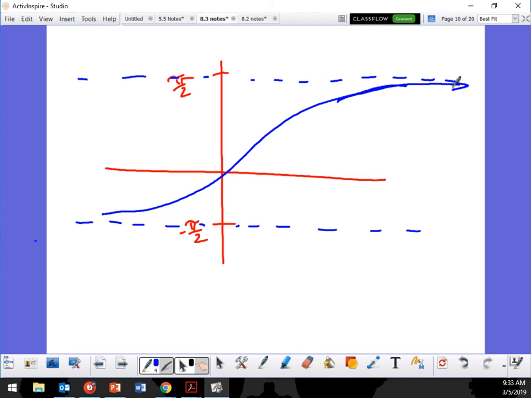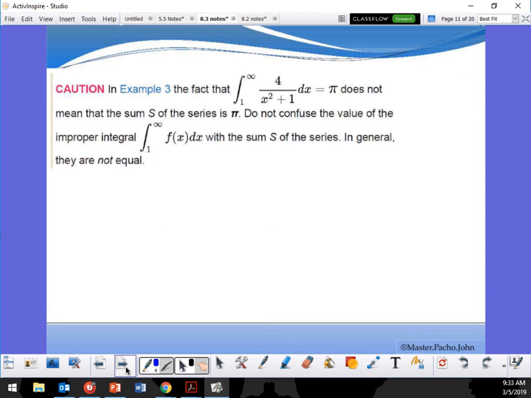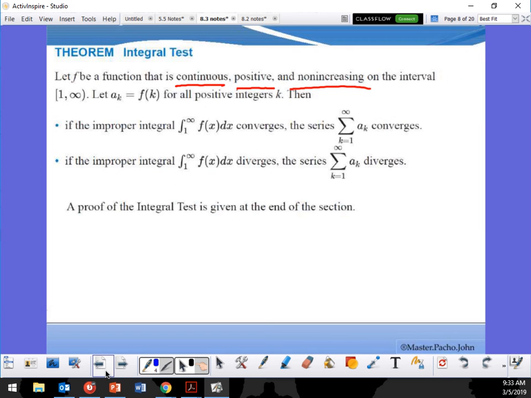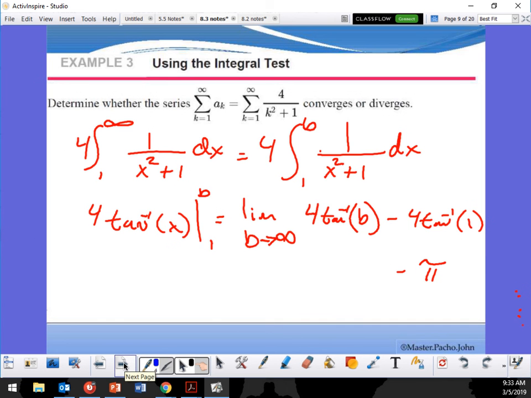So now this is going to be pi over 2. I have pi over 2, right? Pi over 2 times 4 is 2 pi. So 2 pi minus pi gives me 1 pi.